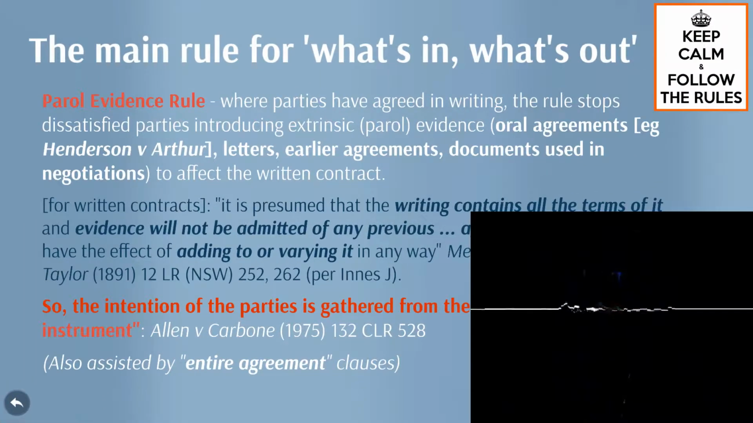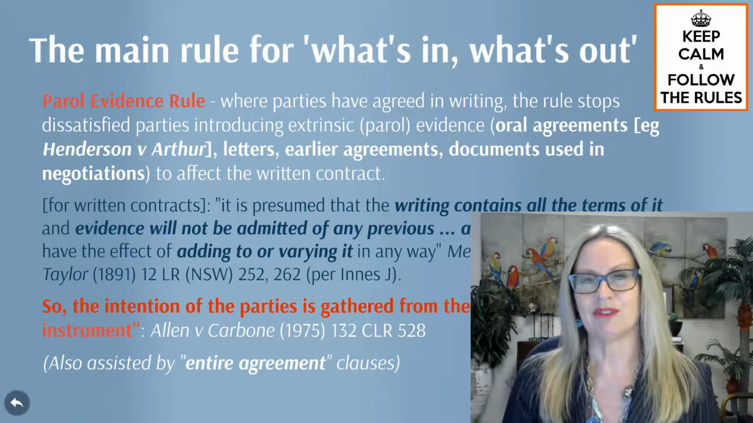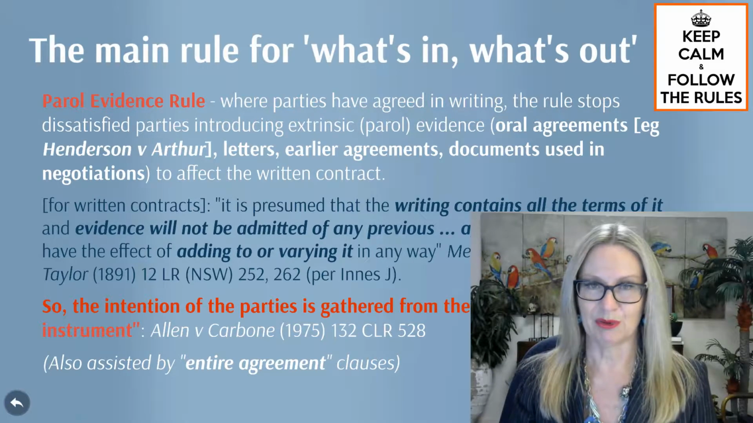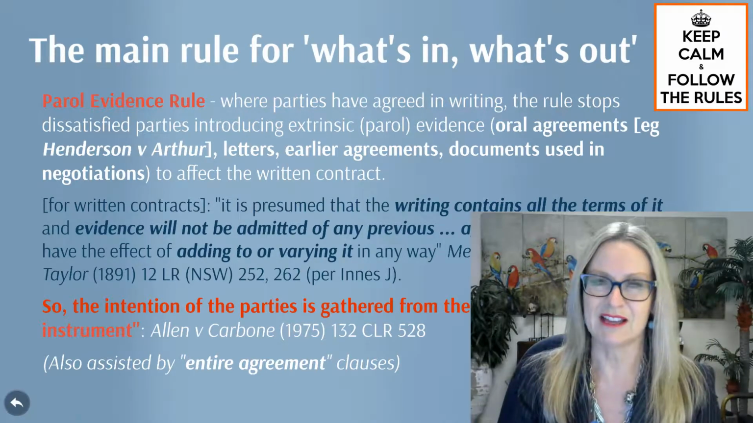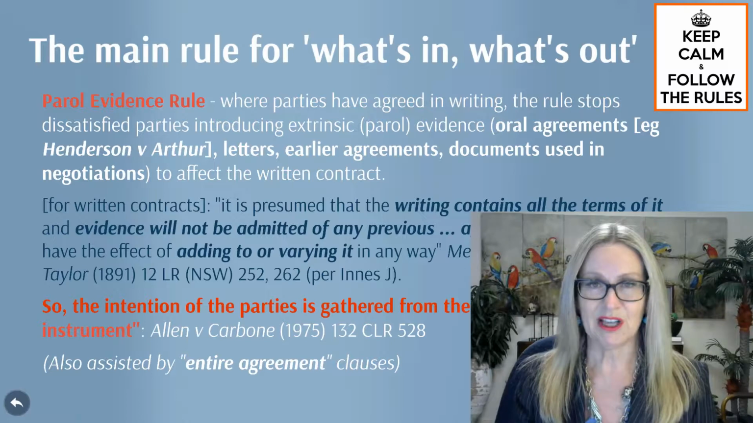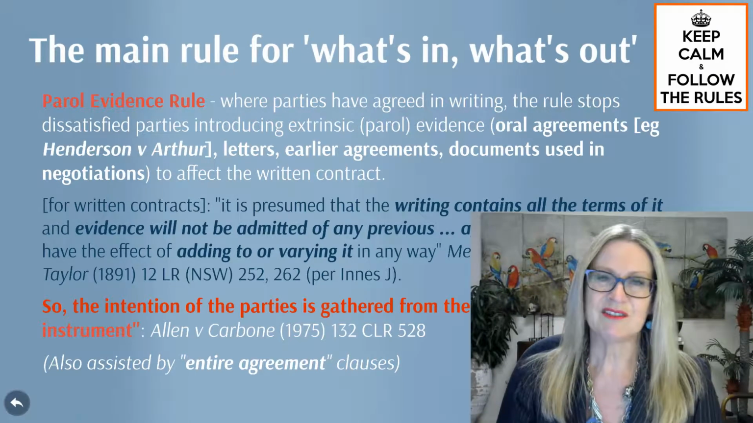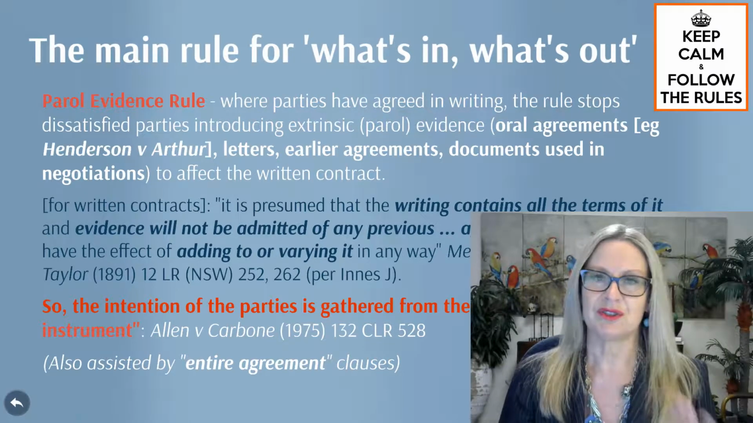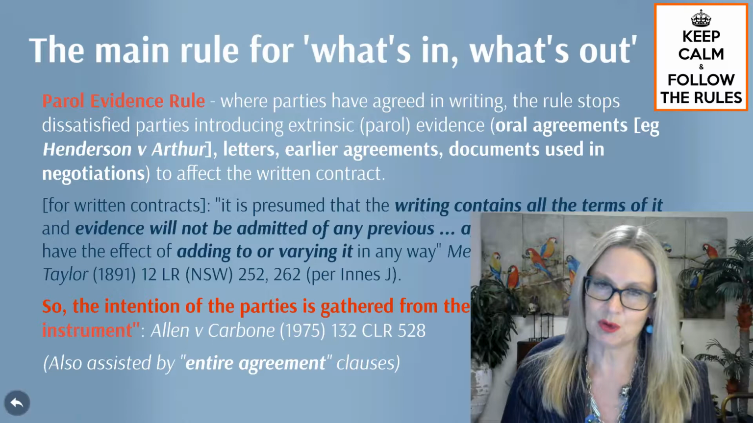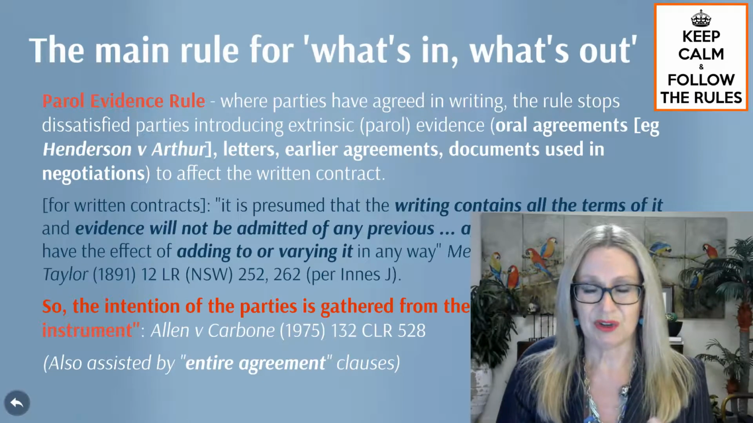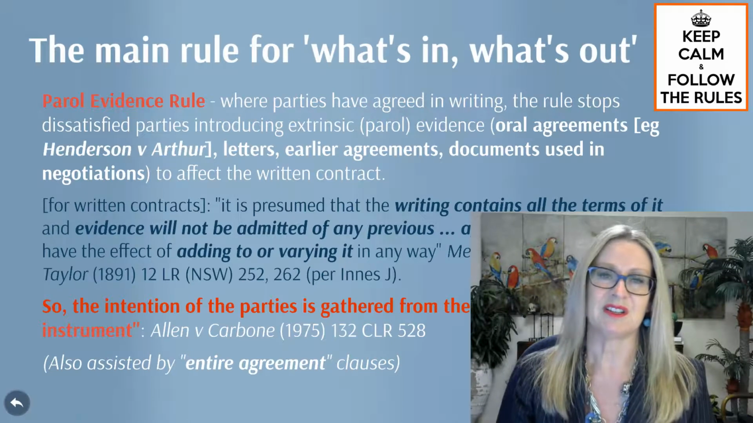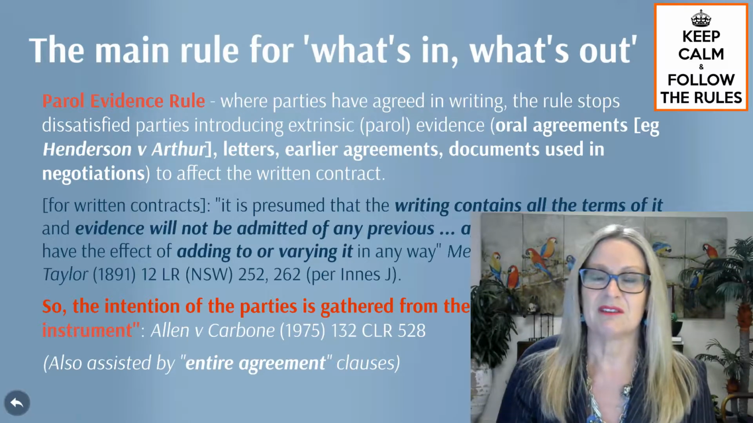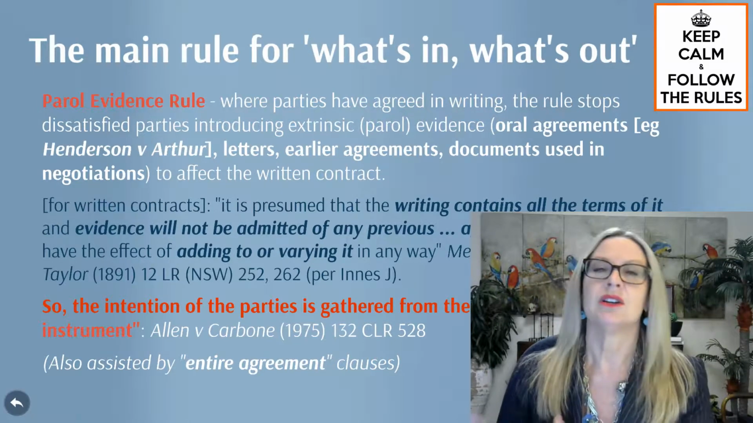So it can be stated fairly simply, and if you have a look on Google for images to do with the parole evidence rule, you'll find all these complicated diagrams. It's actually not that complicated. What's it there for? It's to stop all of the argy-bargy that goes on in trying to dispute the terms. So it stops dissatisfied parties trying to introduce extrinsic or parole evidence, oral agreements, prior drafts of documents, letters, things that have been used in negotiation to affect the terms of what's ended up being a written contract.